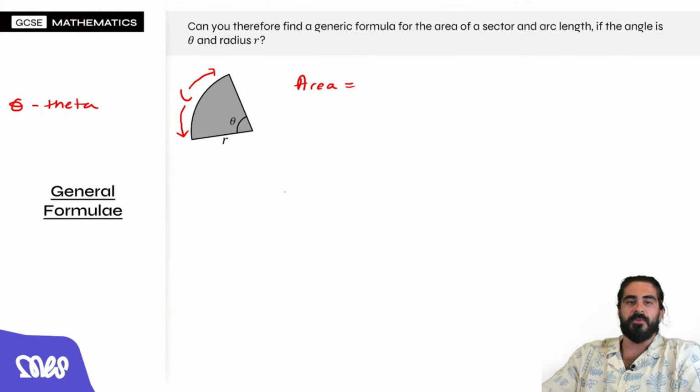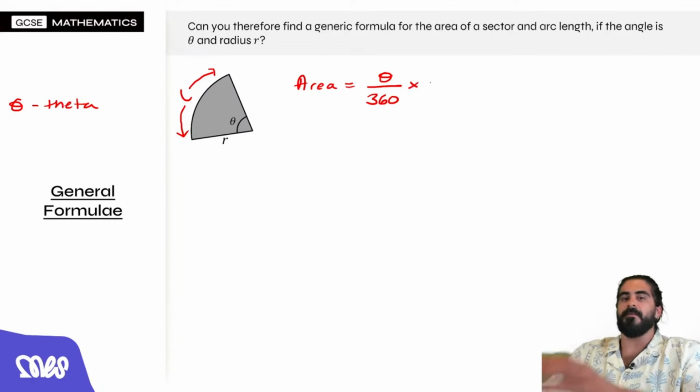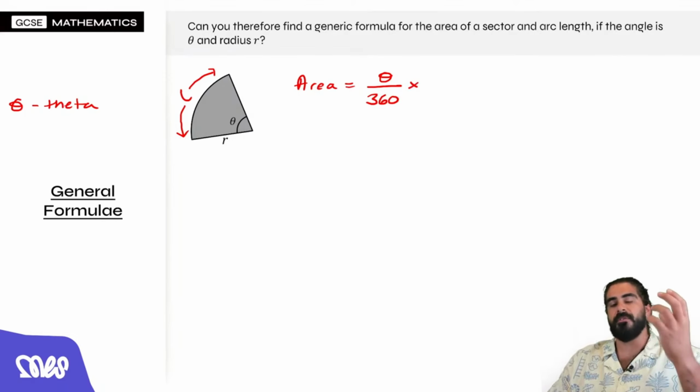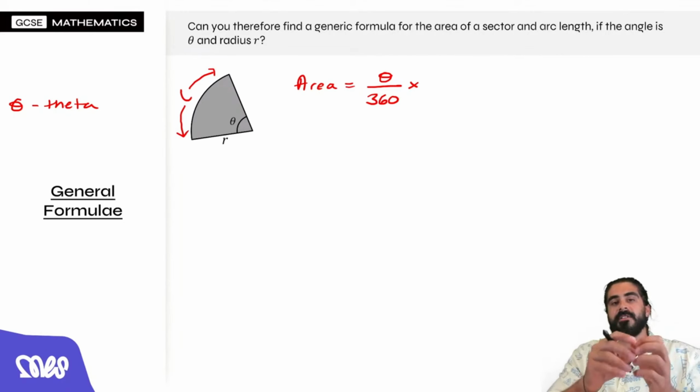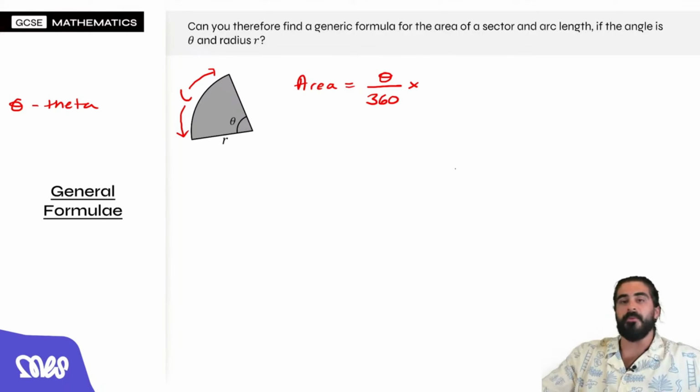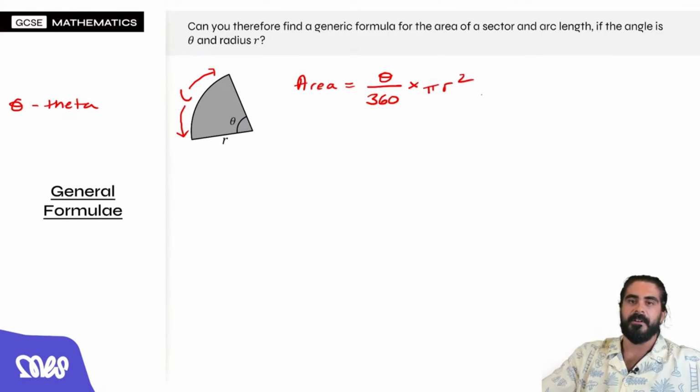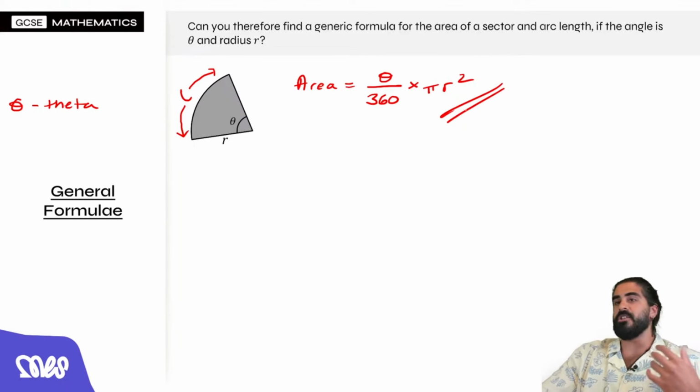So what we need to do is work out what fraction theta is out of 360, like we did before. And then we multiply that by the full area of the circle. So theta over 360 just tells you what fraction that sector is out of the whole circle, and then we just need to multiply that by pi r squared. And that's it. That is the general formula for the area of a sector.